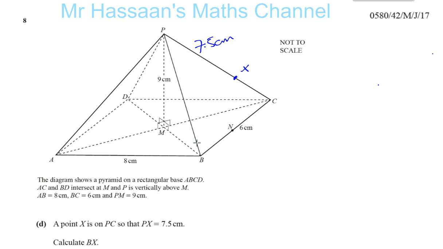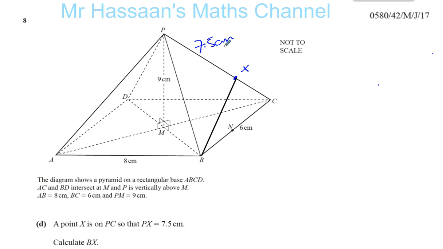So let me just draw the line BX in. That might help us picture things better. Now, I can't assume that this is right angled. There's nothing to tell me that this is right angled, okay? Because I just guessed where this X is. It could be up there, up there. I don't know how long PC is. So we're going to assume that this is not a right angle triangle. It's the only thing we can really do.